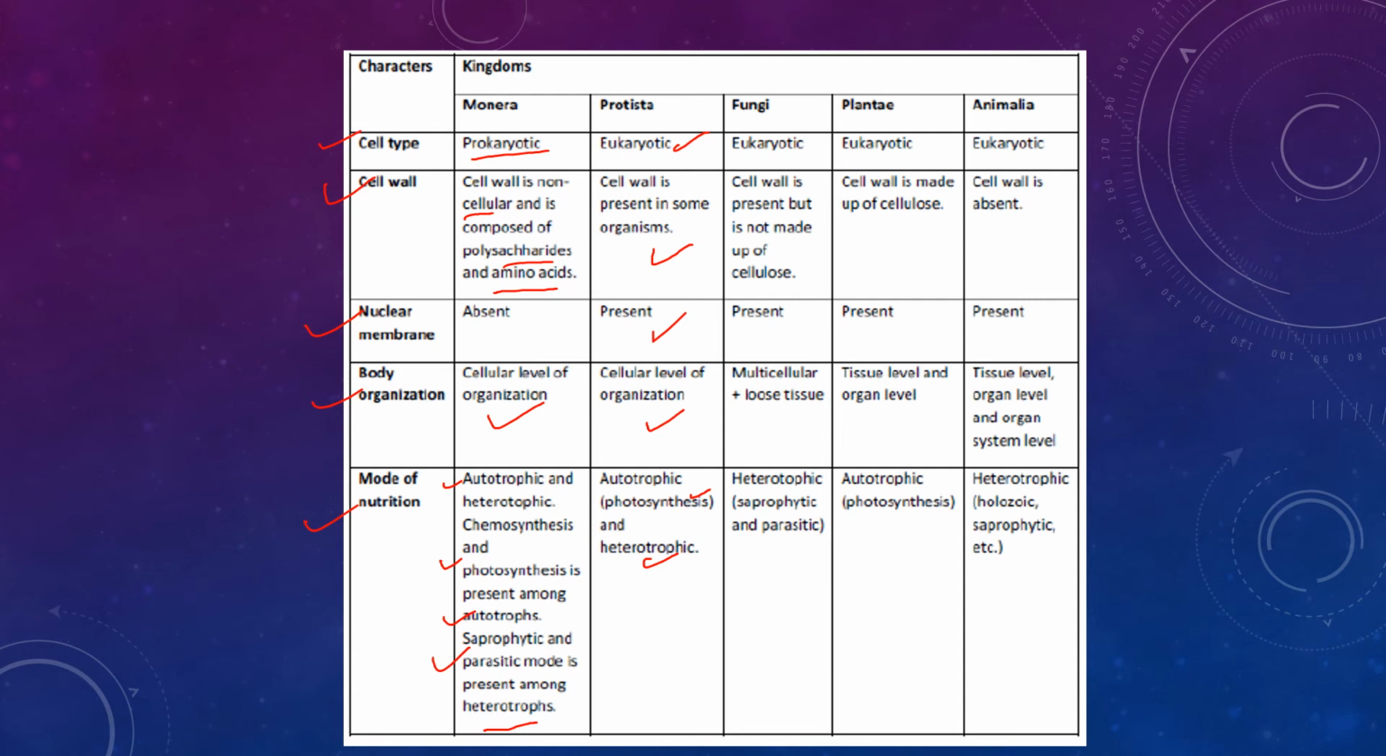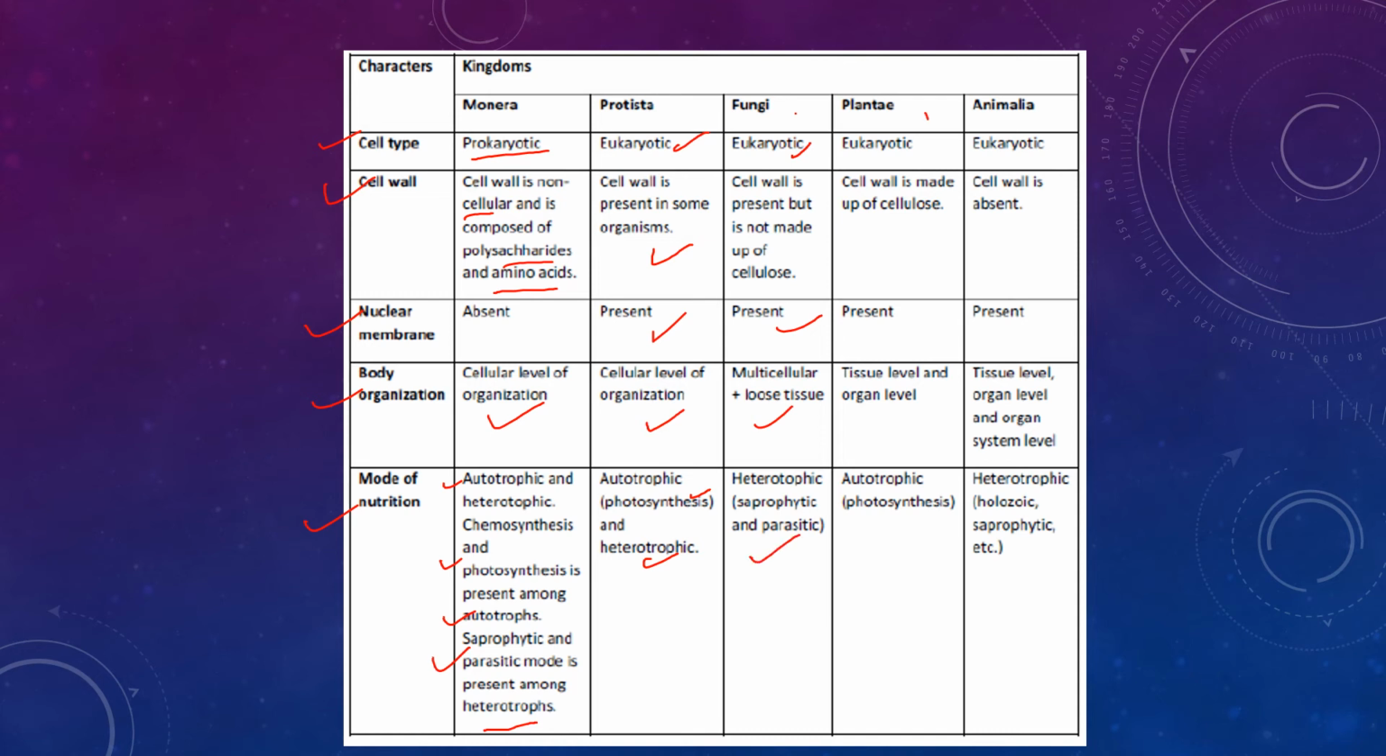Next, the Fungi kingdom. Fungi belong to eukaryotic organisms. Cell wall is present and it is not made up of cellulose, but of chitin. Next, nuclear membrane is present in fungi. Then body organization is multicellular loose tissue. Mode of nutrition is heterotrophic. They can be saprophytic as well as parasitic in nature.